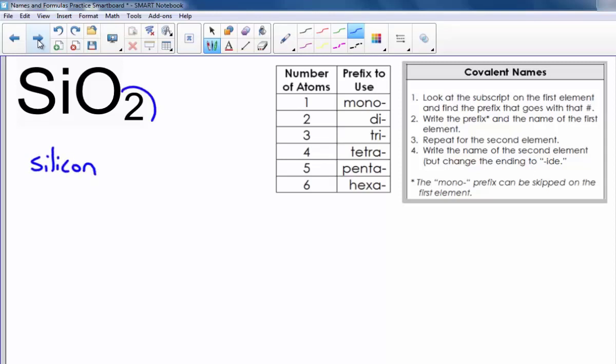Now looking at the second element, there are 2 atoms of oxygen, so we need to use the di prefix. That would be silicon, and we would write di, and then we need to name the second element, and that's oxygen, but we need to drop off the ending and replace it with IDE. And so that's going to be silicon dioxide.